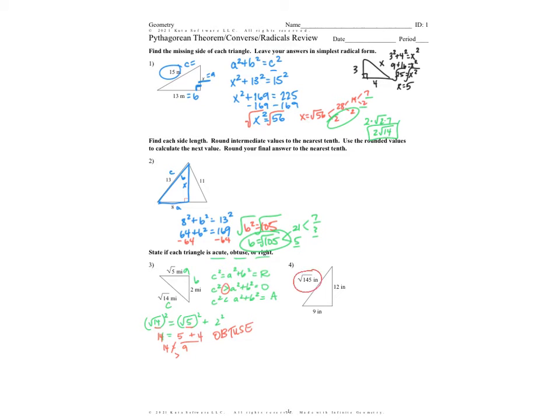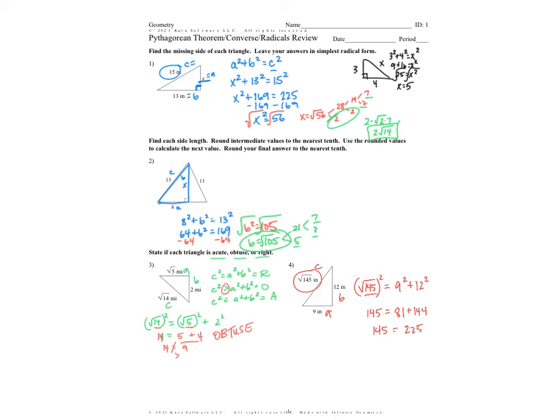This is our C, because it's our hypotenuse. So we got root 145 squared. I'm going to say equals. I'll make this A and B. So 9 squared plus 12 squared. When I square a square root, I get what's under the square root. So it's 145. 9 squared is 81, and 12 squared is 144. So I'm going to add those up. 81 plus 144 is 225.